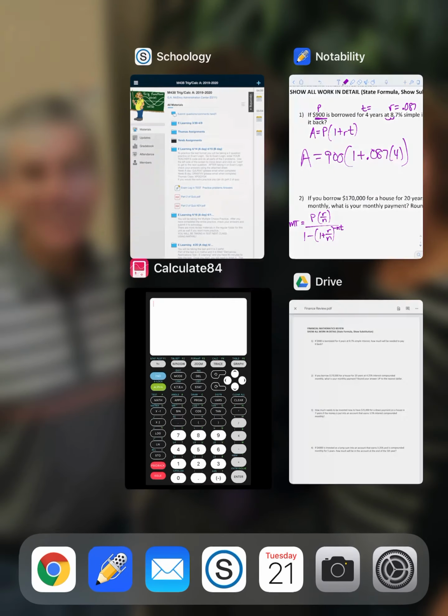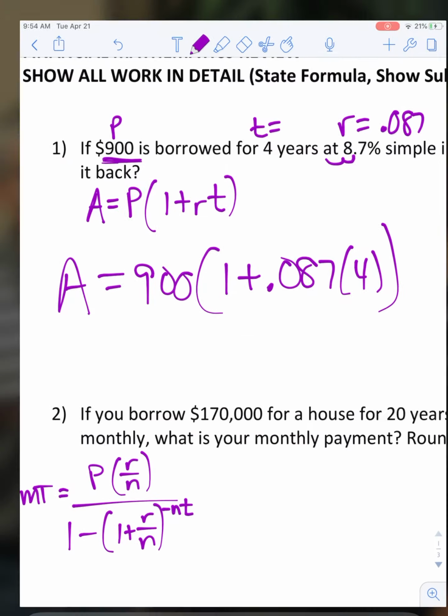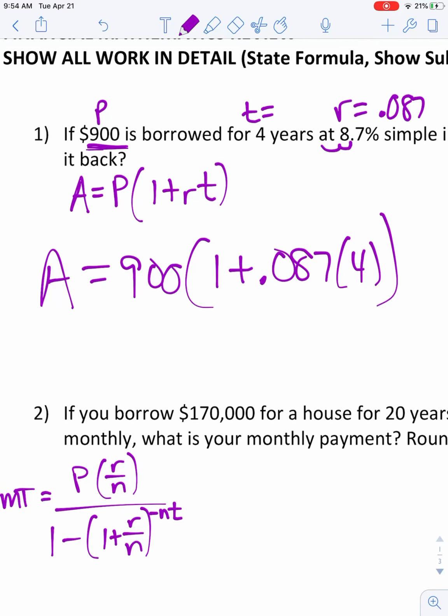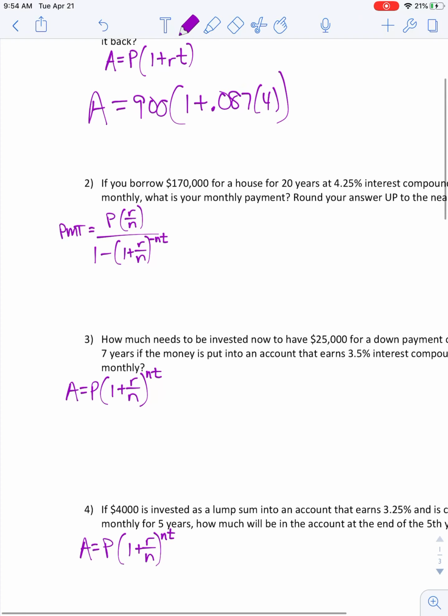Remember, when you go to the calculator, you're going to type this in exactly the way you see it. So I'm going to go 900, left parenthesis, 1 plus, and I'm literally just plugging this in the way I had it written, close the parentheses, and there's my answer. Don't mess around with pressing equals in between. So my final answer is 1,213.20. Again, I'm going to allow you to look back at the answer key on these.